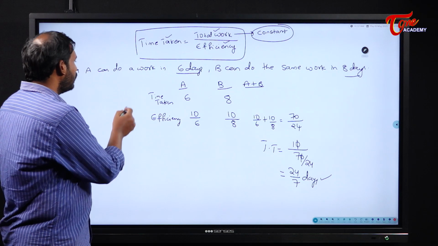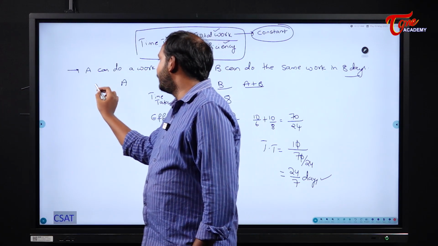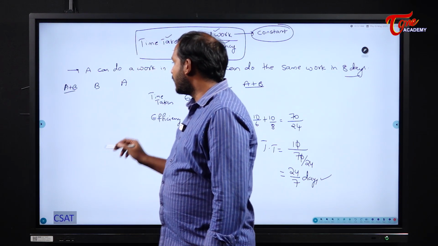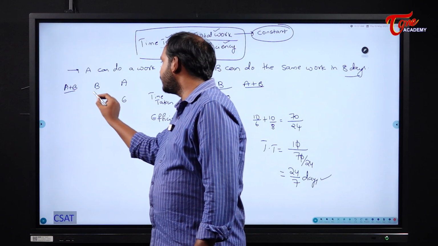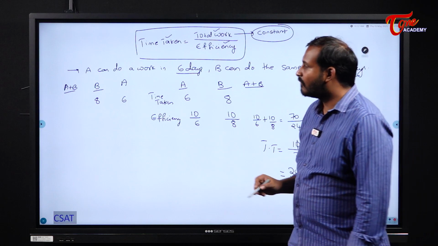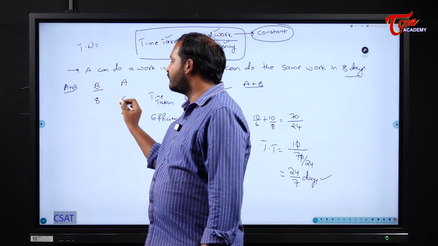Yes, sir. Okay, good. Now, we will apply another process. A, B and A plus B. Time taken by A is how much? 6 hours. Time taken by B is how much? 8 hours. Now, what I will do is, I will take the total work as the LCM of 8 and 6.